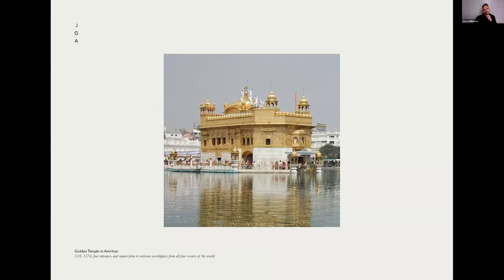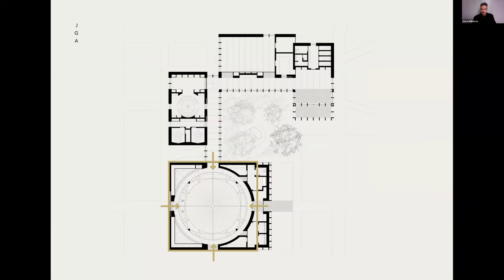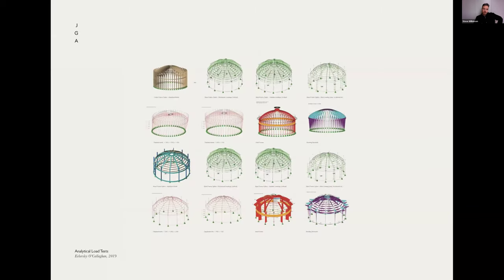So we looked at the 16th century Golden Temple in Amritsar, which has a square plan and four entrances on the four axial points. And we projected this ideology, I suppose, onto the footprint of the temple, and it defined the four axial entrances. Now, the structural modelling that Duncan will come onto shortly was really at its most complex in this space, given the overhead glazing and the oculus.